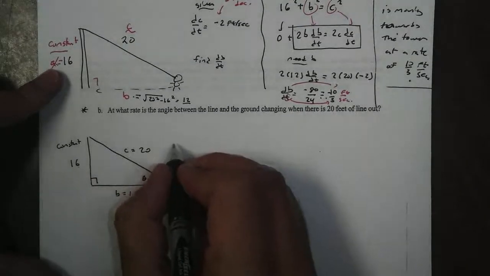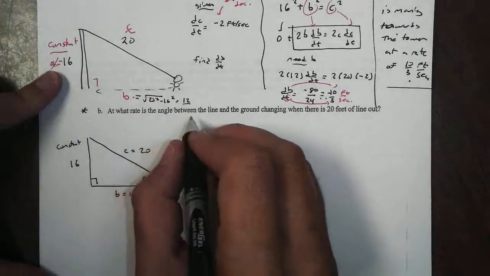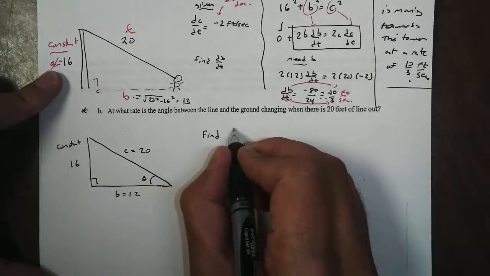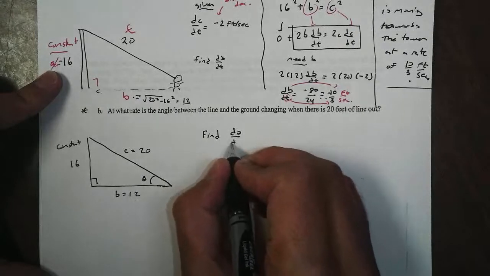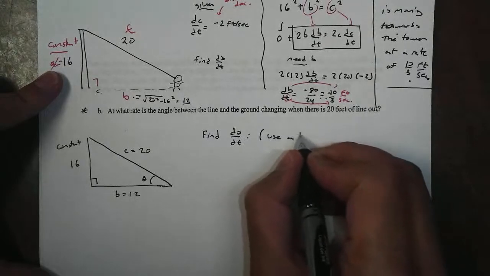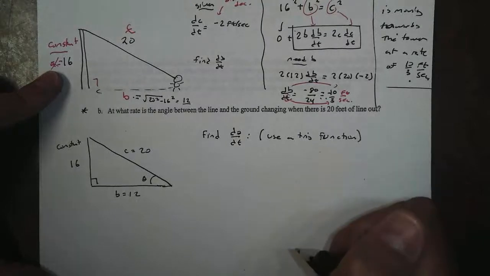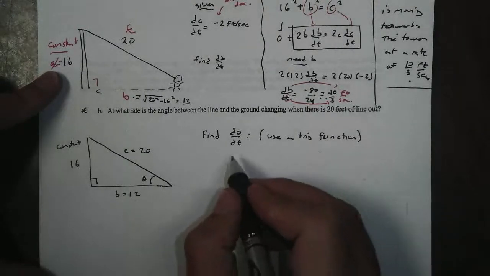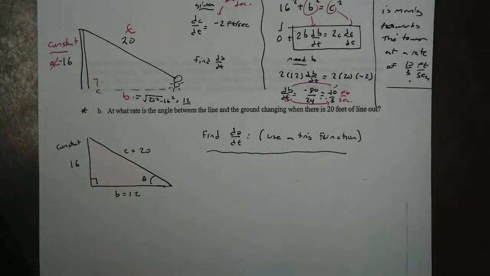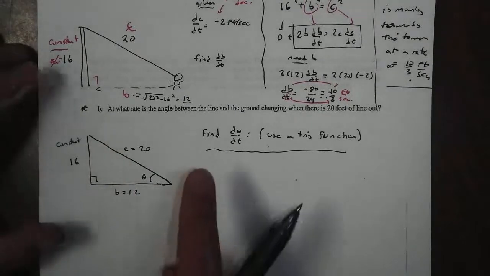So we already have pretty much everything given up here already. My hint I want to tell you, when you're finding anything, we're trying to find d theta dt. The biggest hint I can tell you is we are going to use a trig function. Now, there are 6 trig functions we can use. Any of them will get the right answer. Every single one of them will give you the right answer.